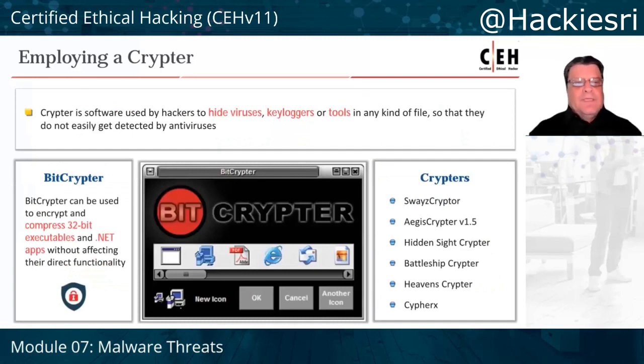Employing a crypter. A crypter is software used by hackers to hide viruses, keyloggers, or tools in any kind of file so that they do not easily get detected by antivirus. BitCrypter is one of the popular ones, and it can be used to encrypt and compress 32-bit executables and .NET apps without affecting their direct functionality. I would hazard to conjecture that it's also been updated to also compress 64-bit executables. Various crypters that are used include Sway's crypter, Aegis crypter version 1.5, Hidden Sight crypter, Battleship crypter, Heaven's crypter, and CypherX.